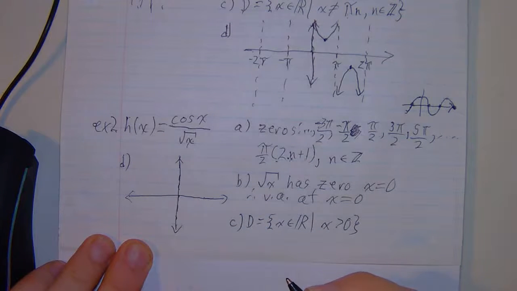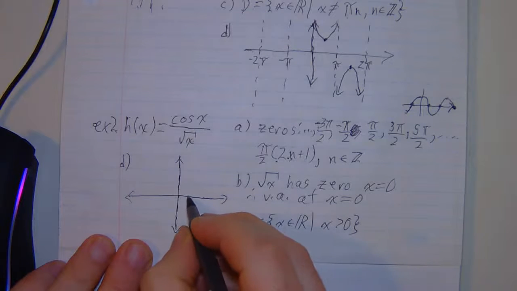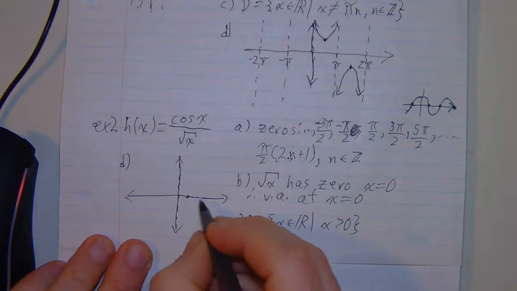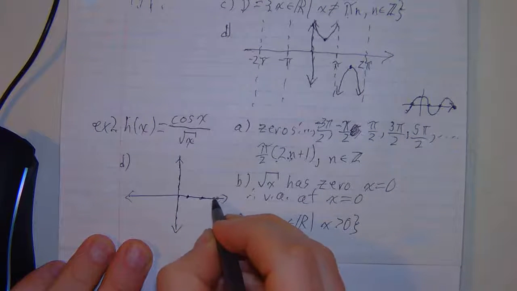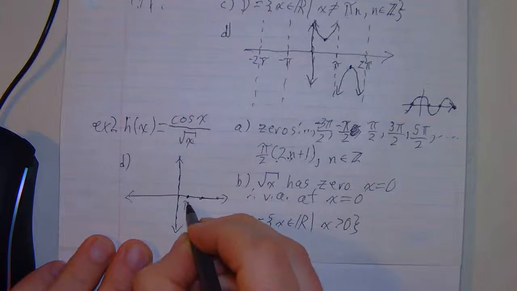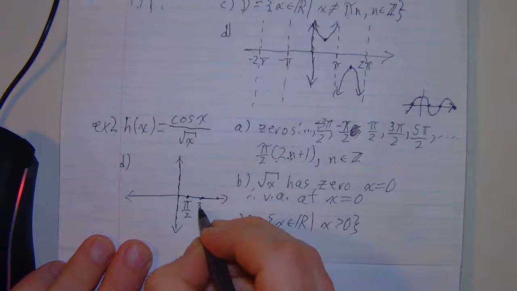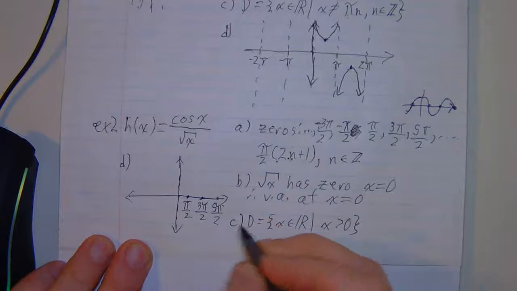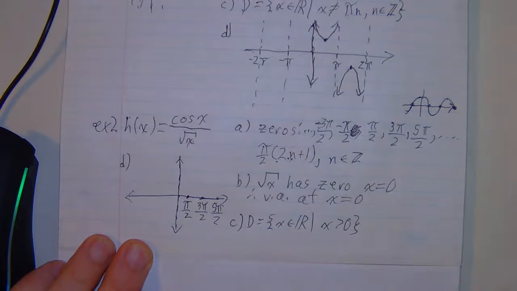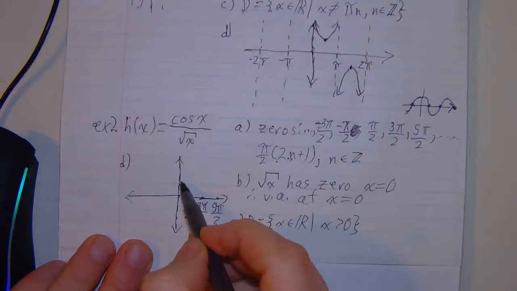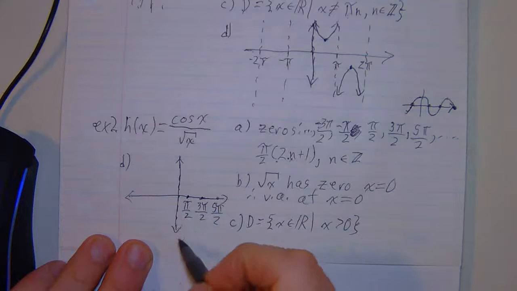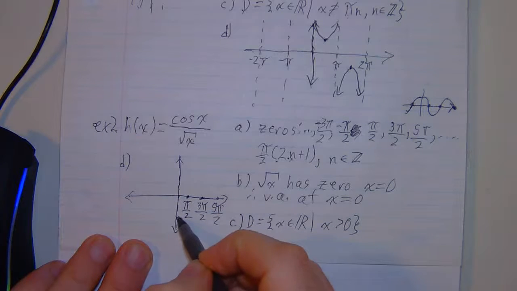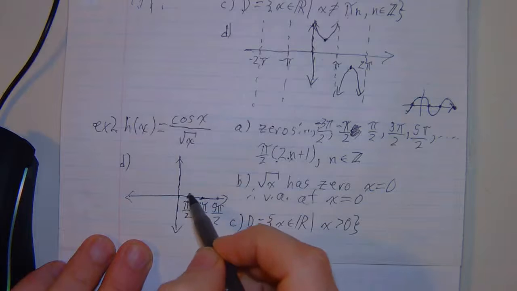And we know then that we're going to have a bunch of zeros at pi by 2, sorry, at pi by 2, at 3 pi by 2, at 5 pi by 2, etc. So the first question is, are we coming off this vertical asymptote and down to pi by 2 like that, or are we coming up the vertical asymptote to pi by 2?